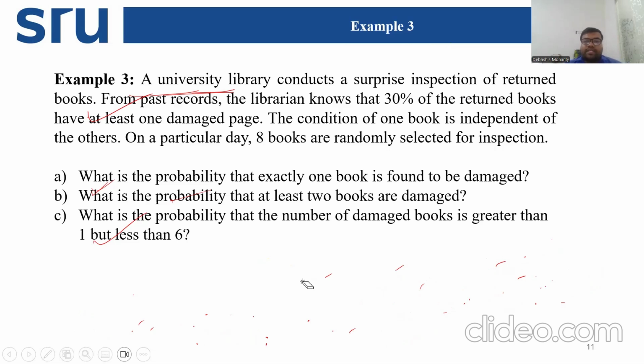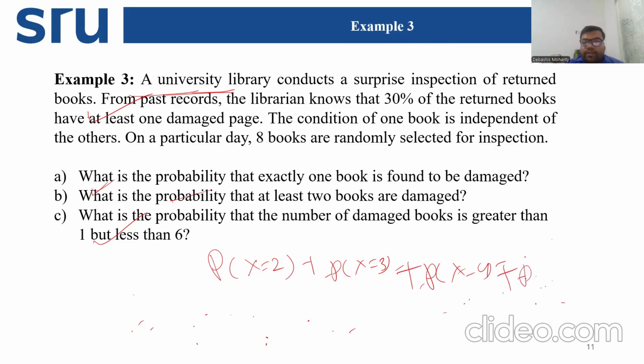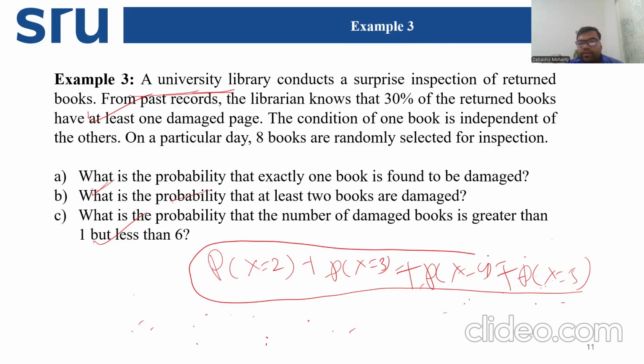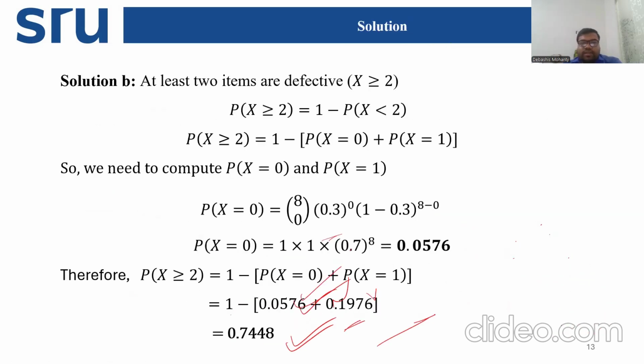So after calculating all these values, we get the probability of x equals 1. Let's see here: probability of x equals 2 plus probability of x equals 3 plus probability of x equals 4 plus probability of x equals 5. Right? After calculating those values, you can find the probability that the number of damaged books is greater than 1 but less than 6. Okay, students?